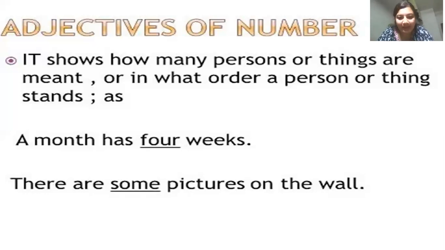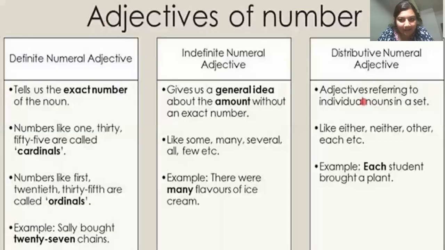Now here you can see that in adjective of number we saw 2 examples. In the first one the adjective of number was 4, whereas in the second one the adjective of number was some. Now you must be wondering that some was also there in adjective of quantity and it is also there in adjective of number. Why so? That confusion I will clear in some time. Let's understand the another thing first. Now adjective of numbers are divided into 3 more kinds. First is definite numeral, second is indefinite numeral, and third is distributive numeral.